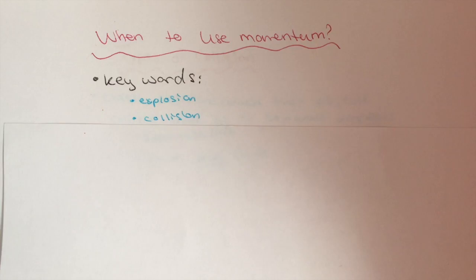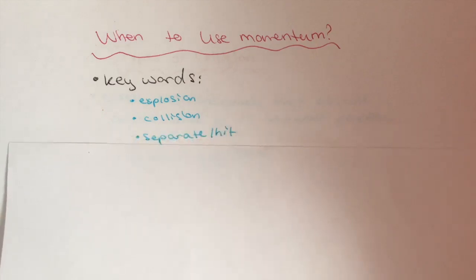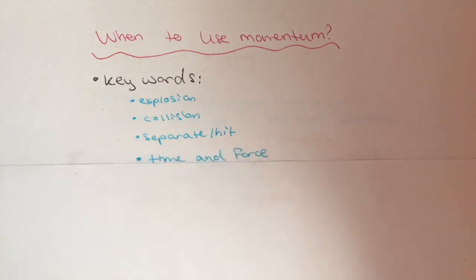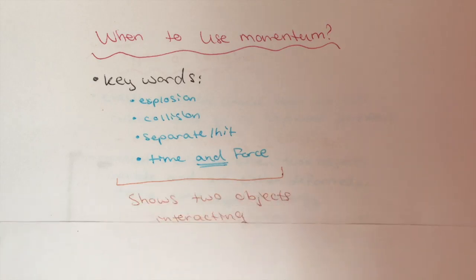So there are some key words for when you can use momentum. If the problem talks about an explosion or a collision or two objects separate and hit, or it states time and force, then that's a good indicator of when you use momentum. If it just has time by itself, it could be a different category, or if it said force by itself, it could be a different category. But if it mentions time and force, then that's a pretty good indication that it is going to be momentum. So in general, it's just whenever it shows two objects interacting.